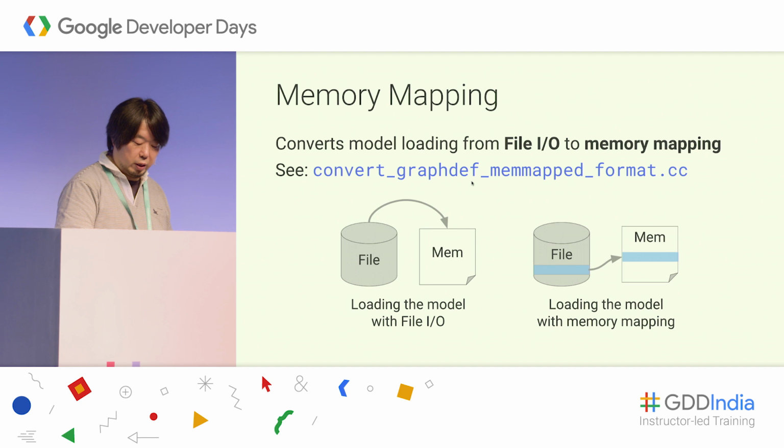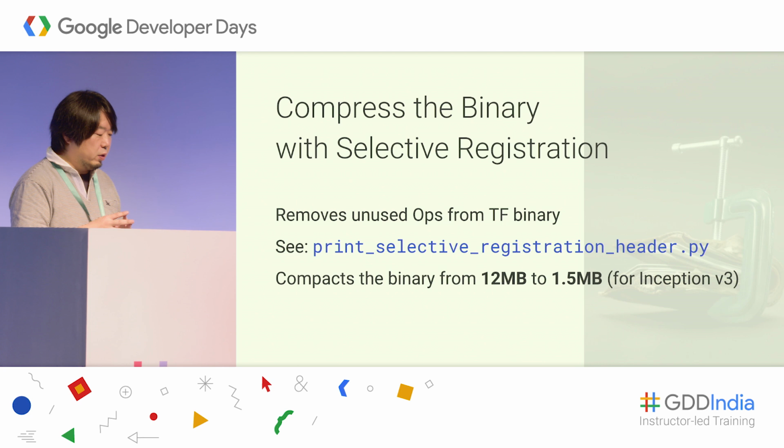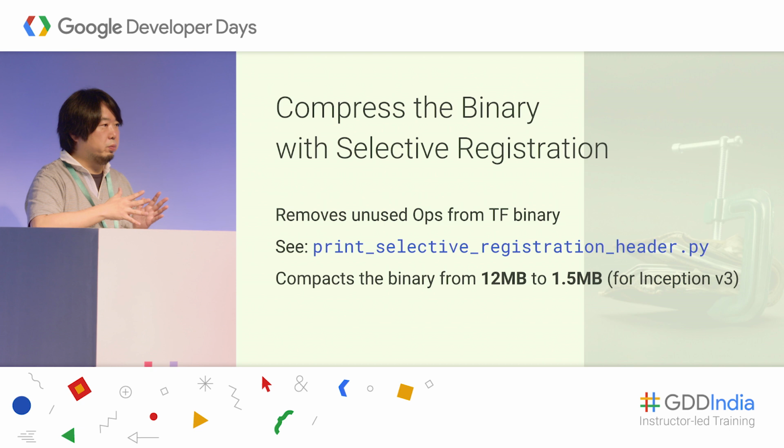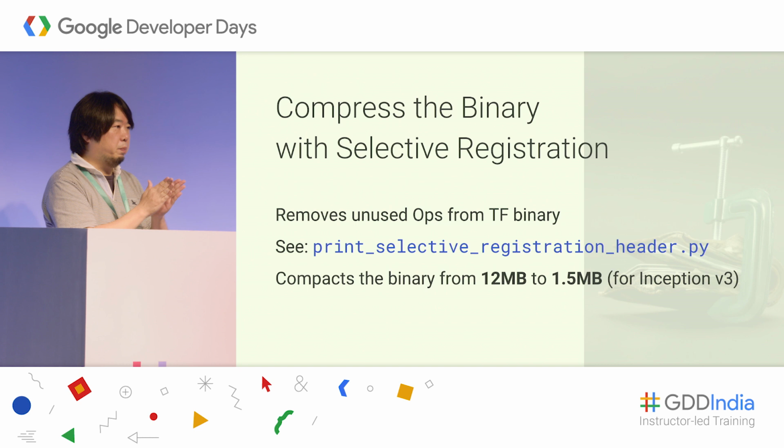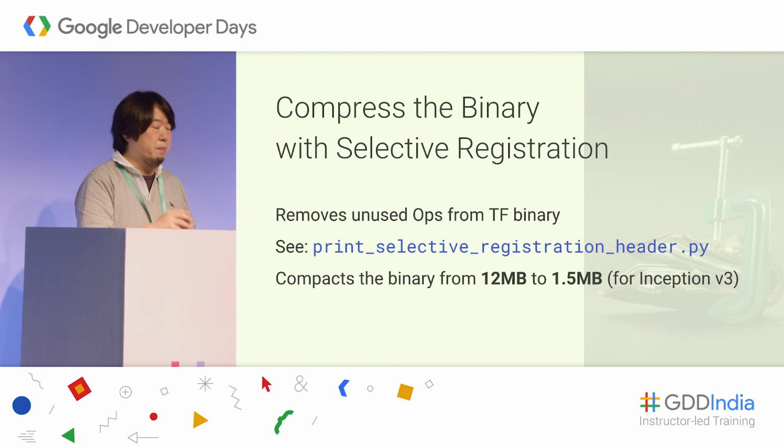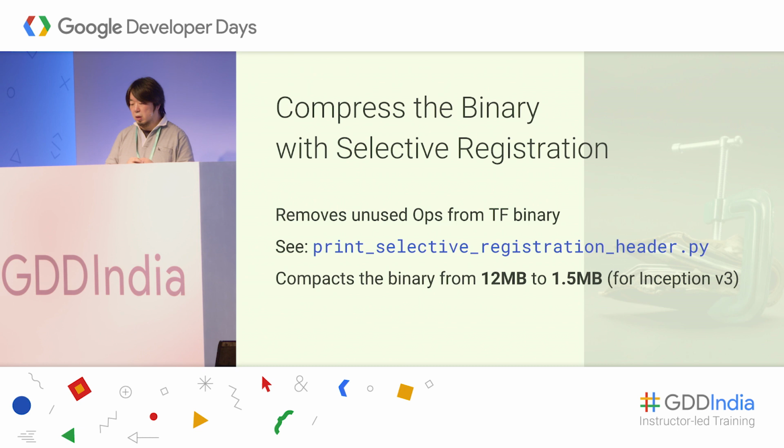And finally, you can compress the binary by selective registration. That means you can remove all the unnecessary binaries from the TensorFlow runtime, and you can use only the required parts for inference or predictions. And by doing so, you can compress the binary of TensorFlow from 12 megabytes to 1.5 megabytes in the case of Inception version 3.